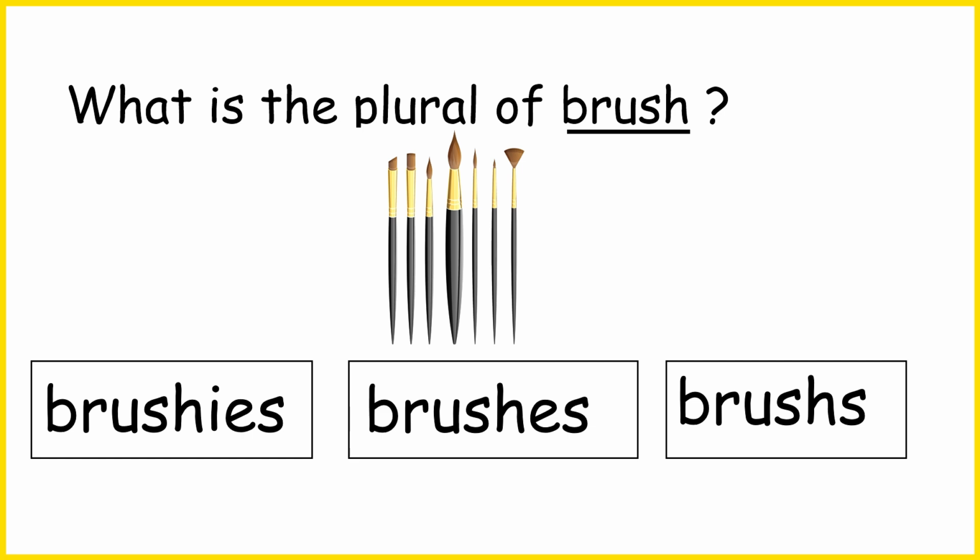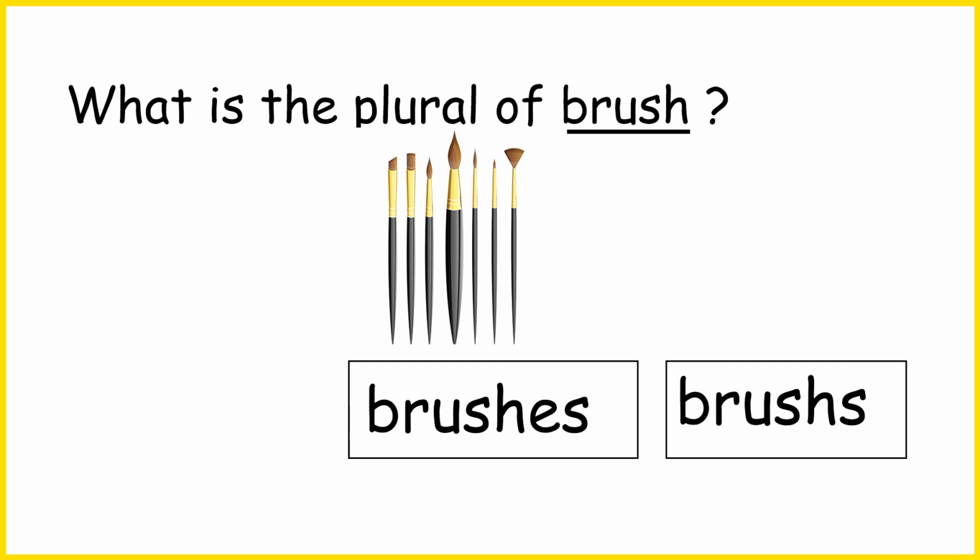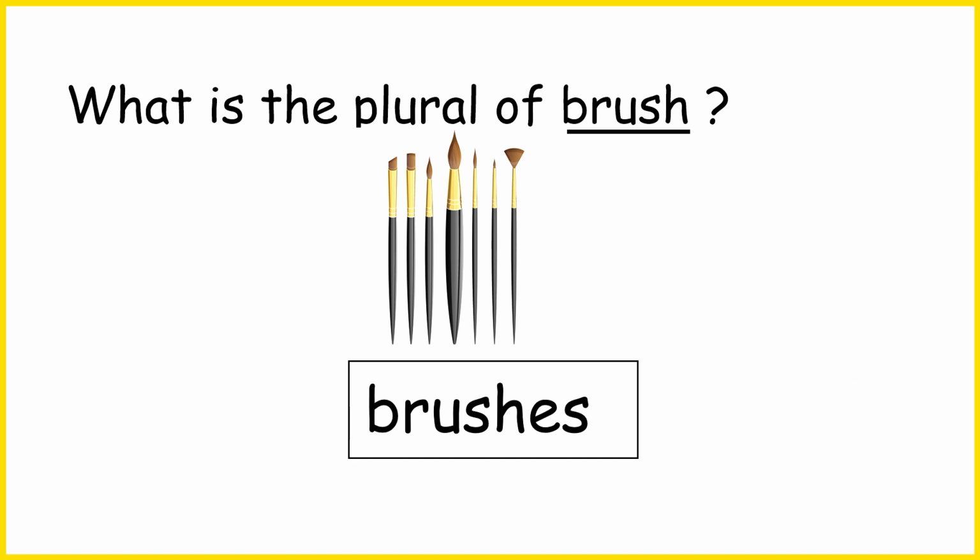What is the plural of brush? Since brush ends with SH, we have to follow the second rule. That means we do not add an IES or an S, we add an ES because any word that ends with SH gets an ES at the end to turn it into a plural.